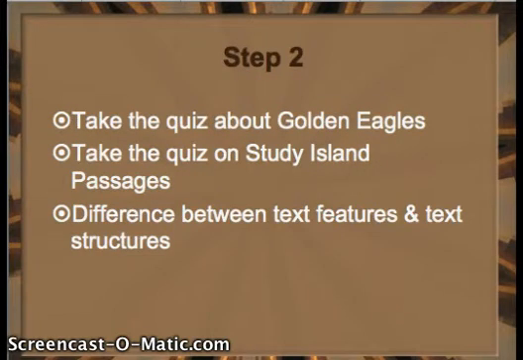Great, you finished step 1 of your homework assignment. Now move on to step 2. You're going to take 2 quizzes about golden eagles and you're going to read some Study Island passages. When you're done, you need to explain the difference between text features and text structures.